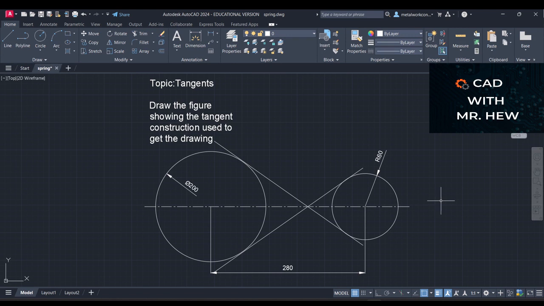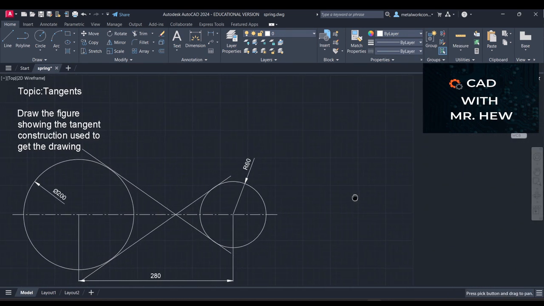All right. So here we have two circles. The smaller circle is of radius 60. Here we have a larger circle on the left relative to the small one, and the diameter is 200 millimeters. The distance between the centers of the two circles is 280 millimeters. All right, so we're gonna start the drawing, okay?